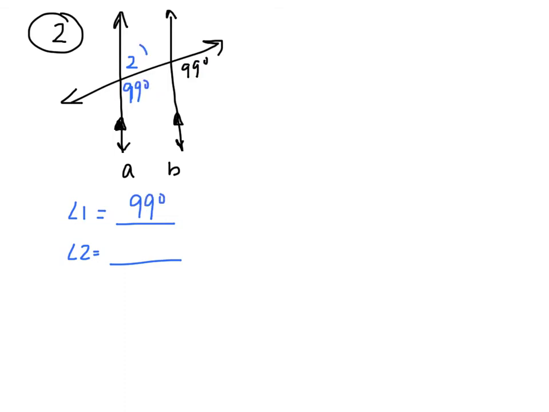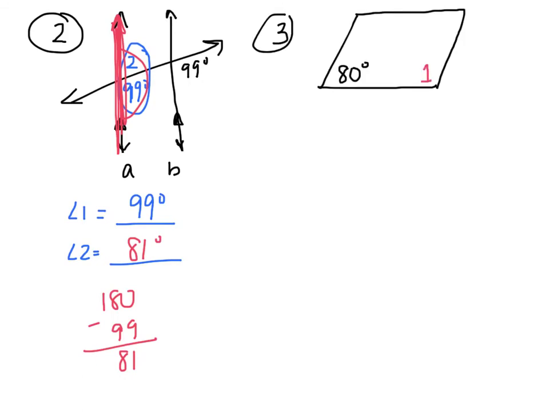Now what do you know about these two angles here? Instantly you should see, wow, well they make a straight line. That's a straight line. So these two angles here have to add up to 180 degrees. So we take 180 minus 99. Well, 180 minus 99 is going to give you 81. So we know angle 2 is going to be 81 degrees.